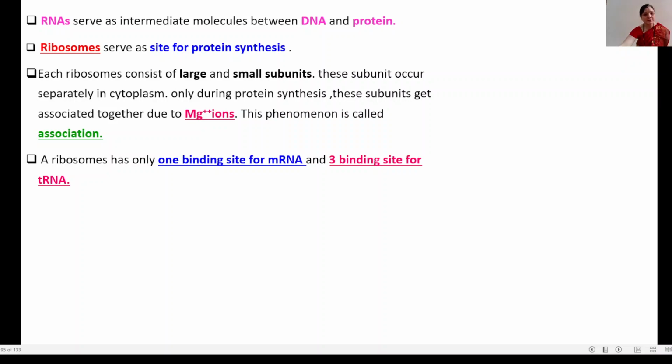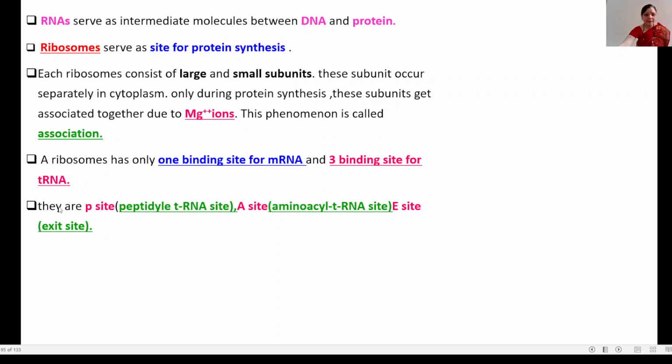DNA molecule is required, and non-genetic types of RNA, that is mRNA, tRNA and rRNA. These non-genetic RNAs are also required, and they also use sources of energy, that is ATP and GTP. So the ribosome consists of one binding site for the mRNA and 3 binding sites for the tRNA. They are the P site, that is peptidyl tRNA site, the A site, that is amino acyl tRNA site, and the E site, that is the exit site.